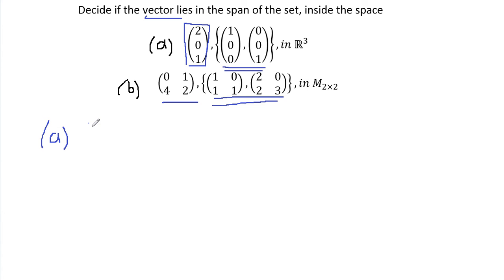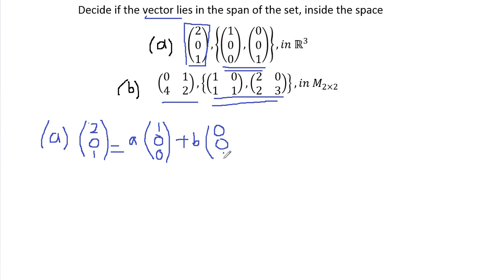We're doing parametrization. So (2, 0, 1) equals A times (1, 0, 0) plus B times (0, 0, 1). And now let's expand again to a matrix form, a simplified one.